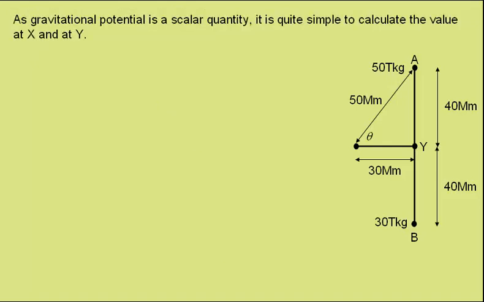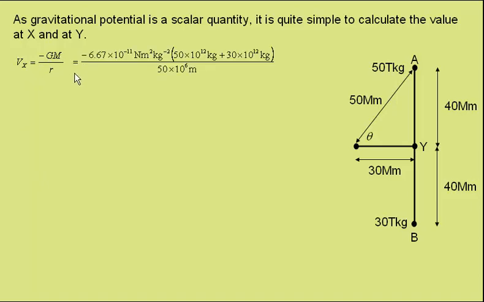As gravitational potential is a scalar quantity, it's quite simple to calculate the value at X and at Y. We can use this formula. The potential at X is given by minus the gravitational constant multiplied by the mass divided by the separation. Putting in the values, this is the gravitational constant given in the formula sheet. This is the mass of A plus now the mass of B. They both add to the gravitational potential over the separation being the same from A and from B. Gives a value of minus 1.1 times 10 to the minus 4 joules per kilogram.